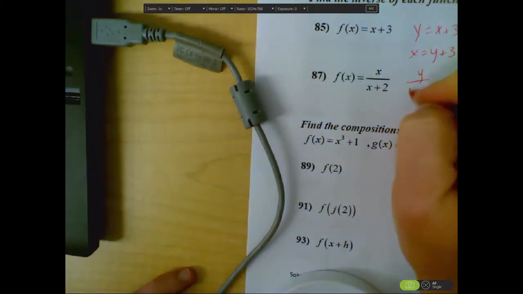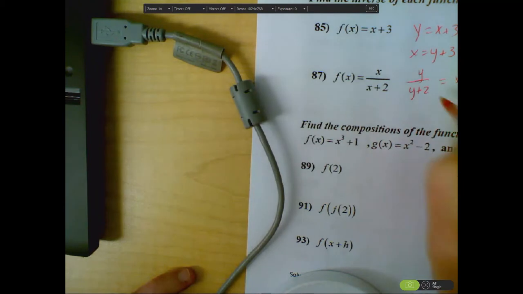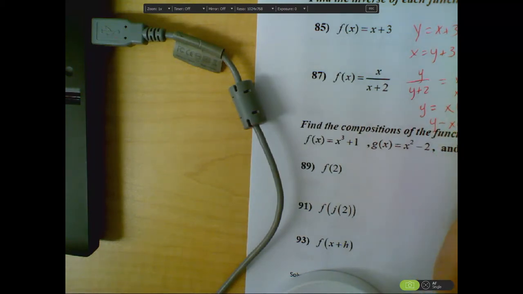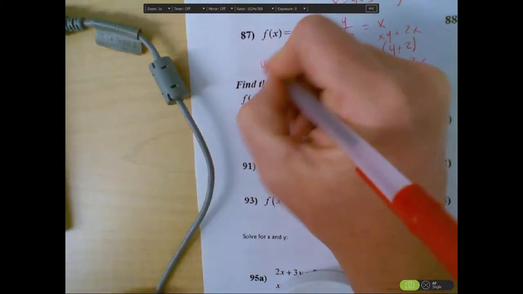Over here, this is really y over y plus 2 equals x. So I'm going to multiply both sides. This one's tricky. X times y plus 2. And then I'm going to distribute. So I have xy plus 2x. And then I'm going to subtract that. Y minus xy equals 2x. And then factor out a GCF over here.